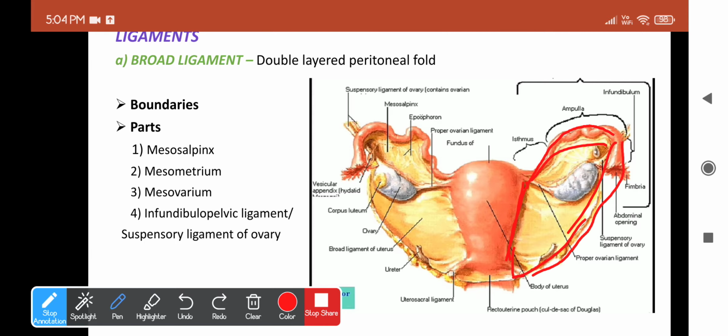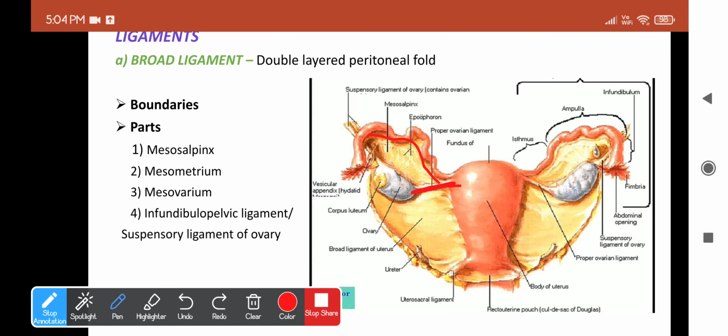Then we have four parts in the broad ligament. One is the mesosalpinx, mesometrium, mesovarium, and infundibulopelvic ligament, or the suspensory ligament of ovary. So we will see how it works. First is the mesosalpinx. This is that part of broad ligament which is found between the fallopian tube and the proper ovarian ligament. So this is your fallopian tube, and this is your ovarian ligament.